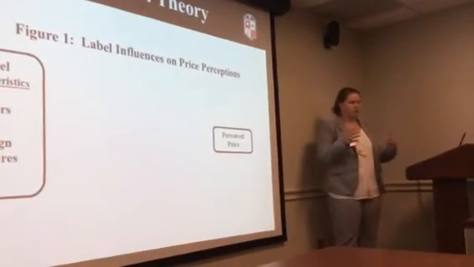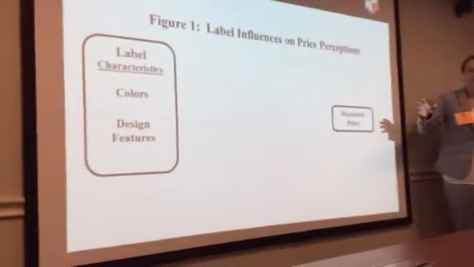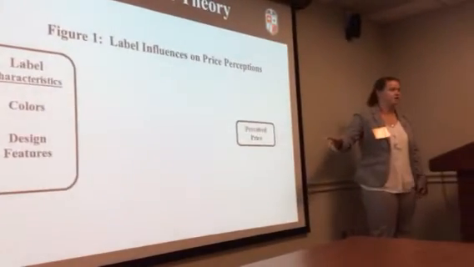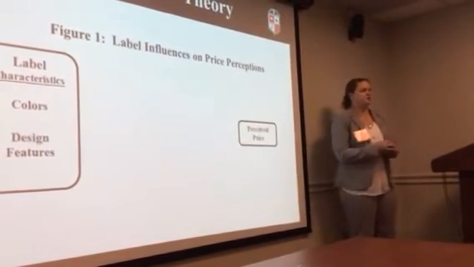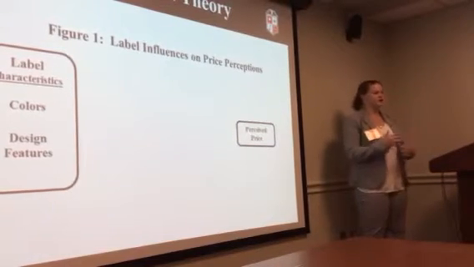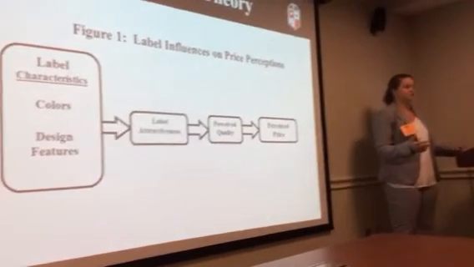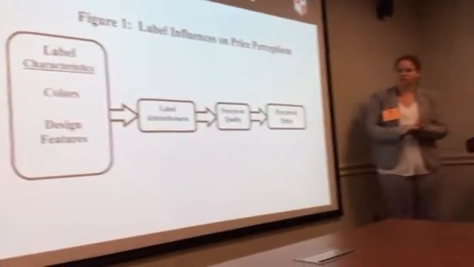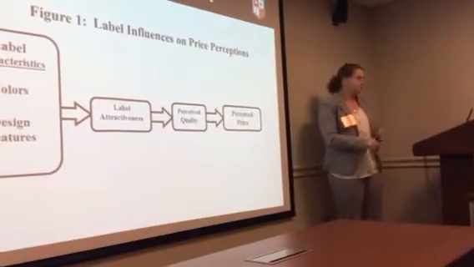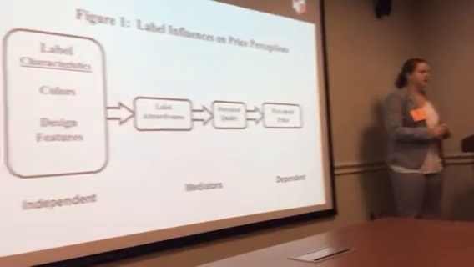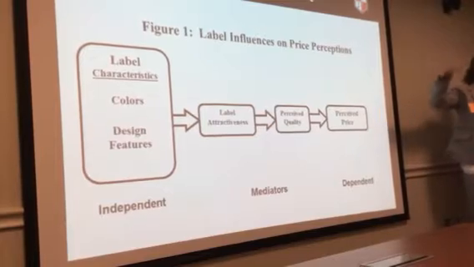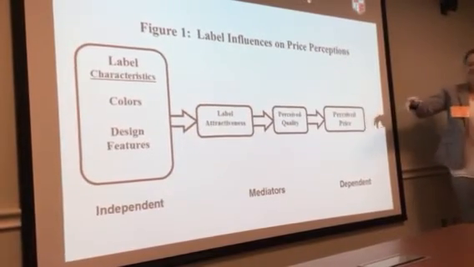So first, we looked at label characteristics, two major label characteristics. And what is that relationship between the label characteristics and the perceived price? Is it a direct relationship, or is there some stuff in between that kind of gets in the way? And there are some stuff that is in between. So in running everything, label attractiveness and perceived quality were our mediators. And so this was kind of our basic theory. You will see this throughout the presentation. I'm sure you'll have it memorized by the end.